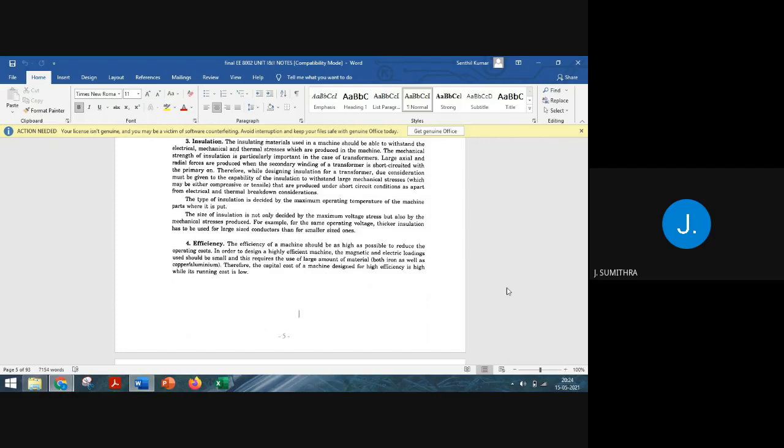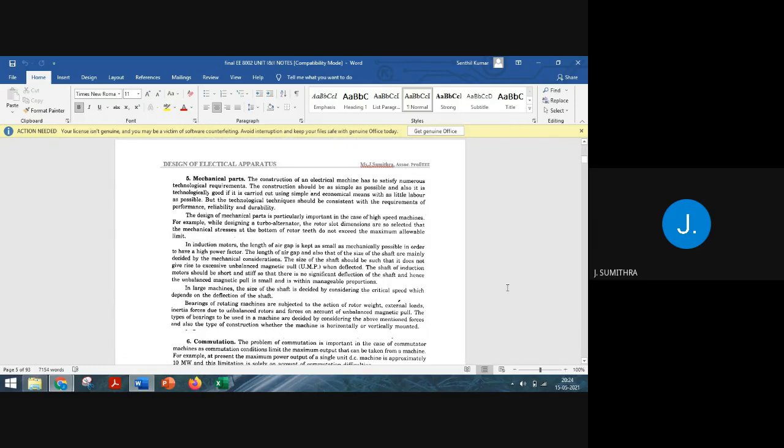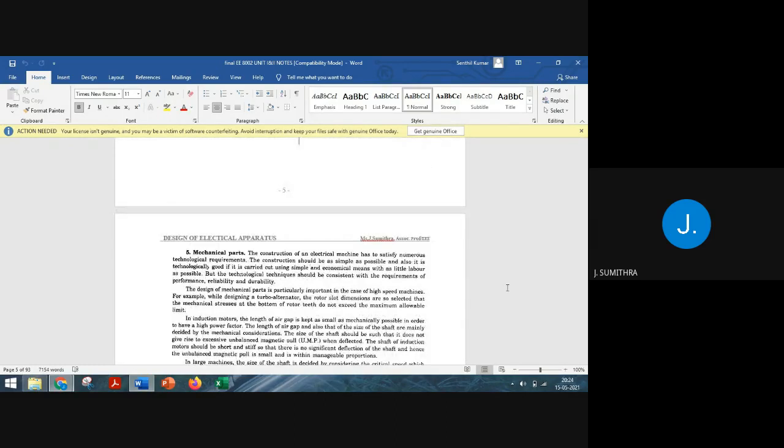Okay. So the next factor is mechanical parts. As we all know, being an electrical machine, that too a rotating machine, wear and tear will occur very frequently. So the parts comprising the mechanical circuit must be designed with utmost care. For example, in the mechanical design of induction motors, the length of the air gap must be kept as small as possible, because only if the air gap is small will it operate with a high power factor.